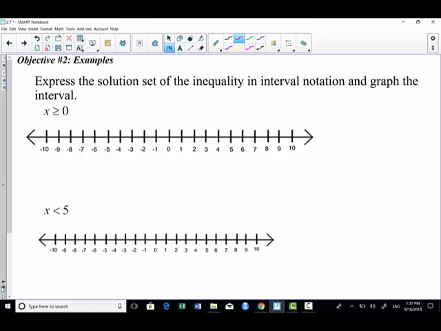More examples. You express the solution set of the inequality in interval notation and graph the interval. So you find 0 on the real number line, x greater than or equal to 0 for this example. And then you shade the part to the right of 0. Also use square bracket at x equal to 0 because it's x greater than or equal to 0. 0 is in the solution set. And the interval notation will be from 0, comma, all the way to infinity. You use square bracket beside 0, parentheses beside infinity.